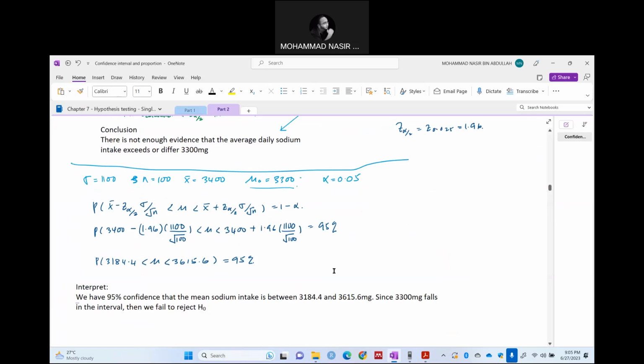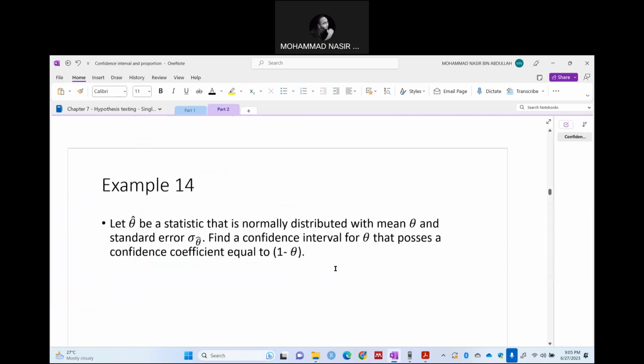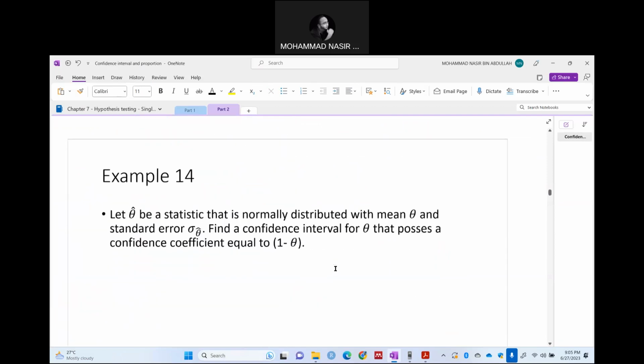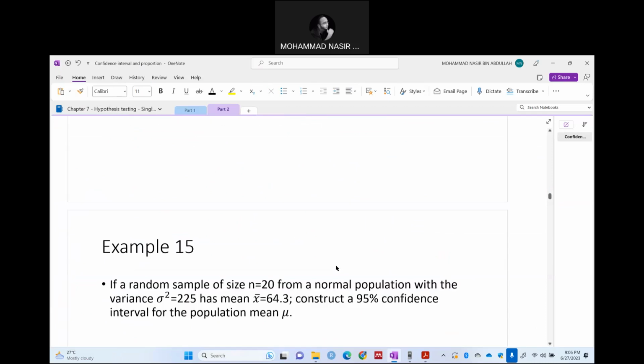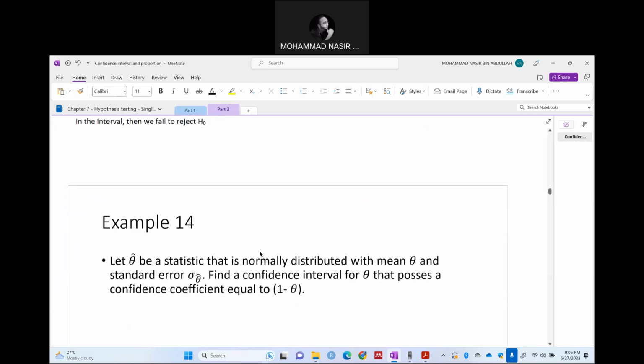Right, let's look at example number 14. I think you can try. This is the same example. Example number 14. Example number 15, easy, right? It's the same as previous. But example number 14 is a bit different.